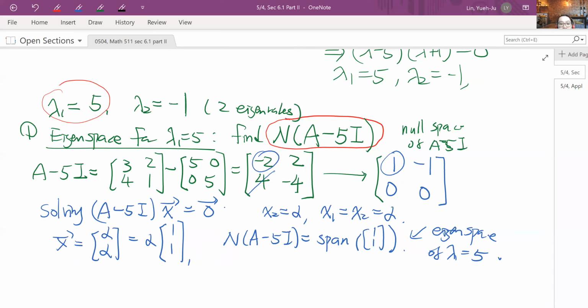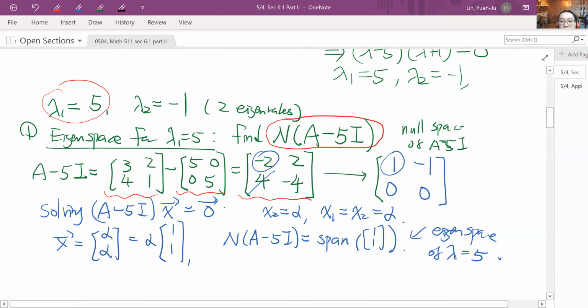So you really just take A minus 5 times identity. This is what we do here. Then you get this matrix. And as you can see, you can do the Gauss elimination, trying to reduce it to REF or RREF. So you can see that you can do the reduction to this nice matrix here. And eventually you get 1, -1, 0, and 0.